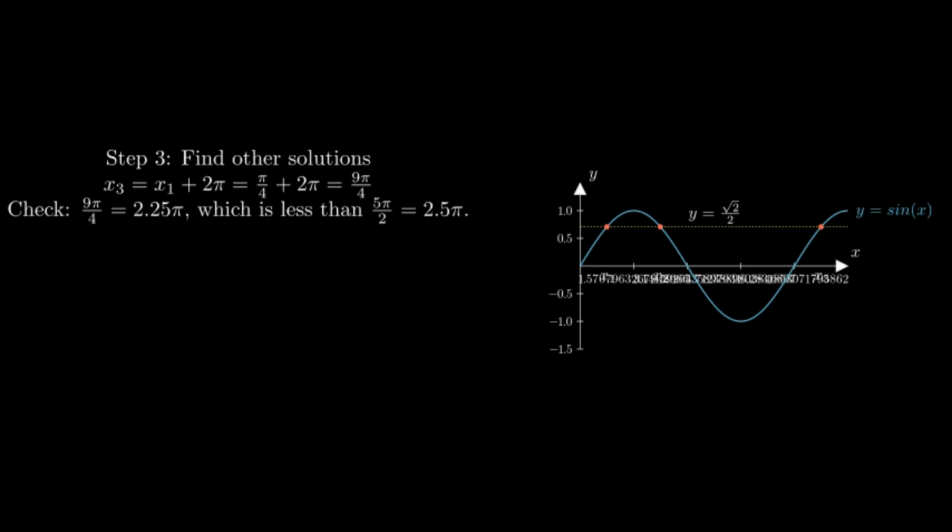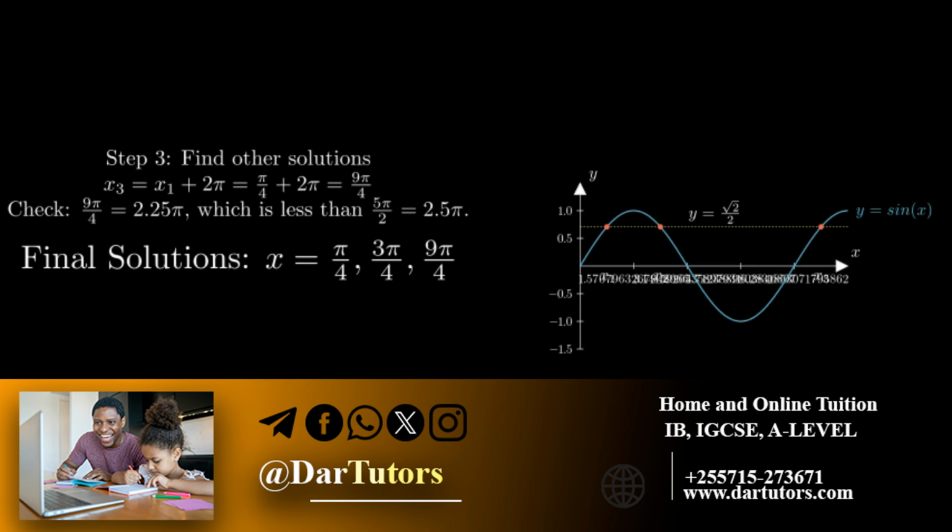If we tried adding 2 pi to x2, we would get 3 pi over 4 plus 2 pi, which is 11 pi over 4, or 2.75 pi. This is outside our interval, so we stop. Therefore, the three solutions to the equation sine of x equals root 2 over 2 in the given interval are pi over 4, 3 pi over 4, and 9 pi over 4.